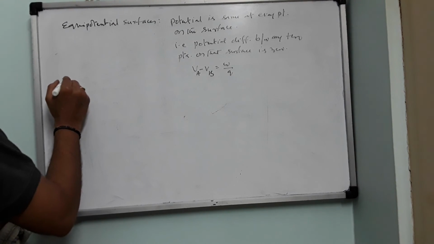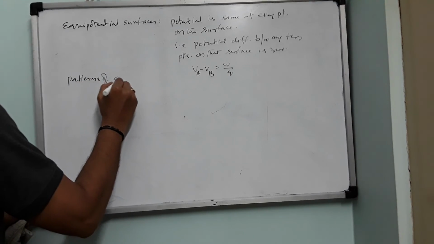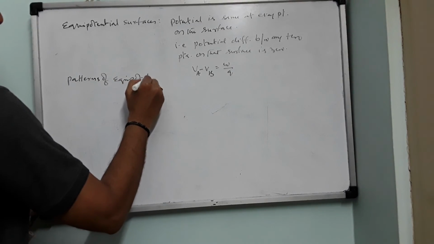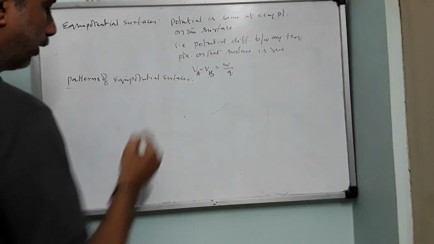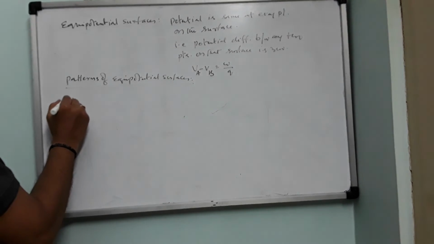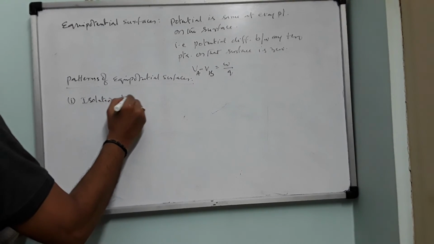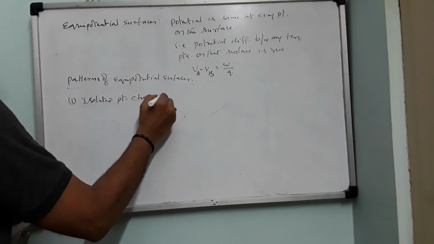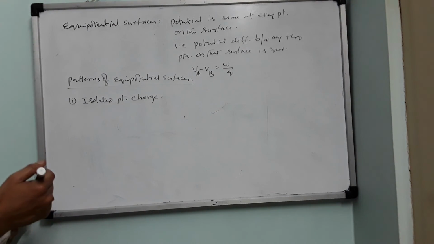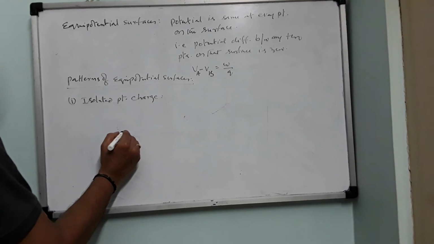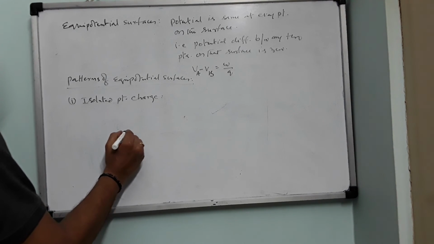Now let us see some patterns of equipotential surfaces. First, take an isolated point charge. Whether it is a positive charge or a negative charge is immaterial, because we are not going to draw any electric field lines, only potential surfaces. So here, let me take this plus Q.